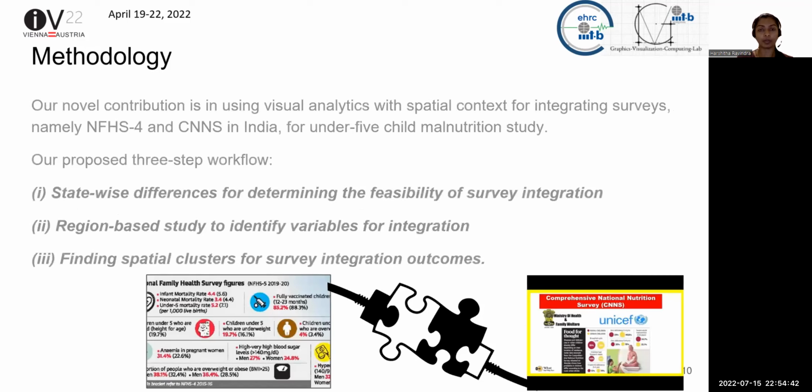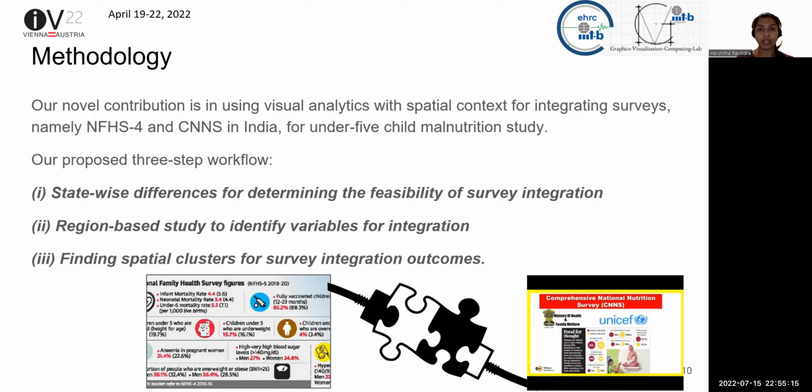Let us now discuss the comparable and integratable components of the surveys. Our three-step workflow consists of feasibility check, choosing variables for integration, and integration using spatial correlation and clustering. In the first step, we check if the state-wise sample distributions for both surveys are equivalent against the state-wise population distribution from the latest official census taken in 2011 in the states.